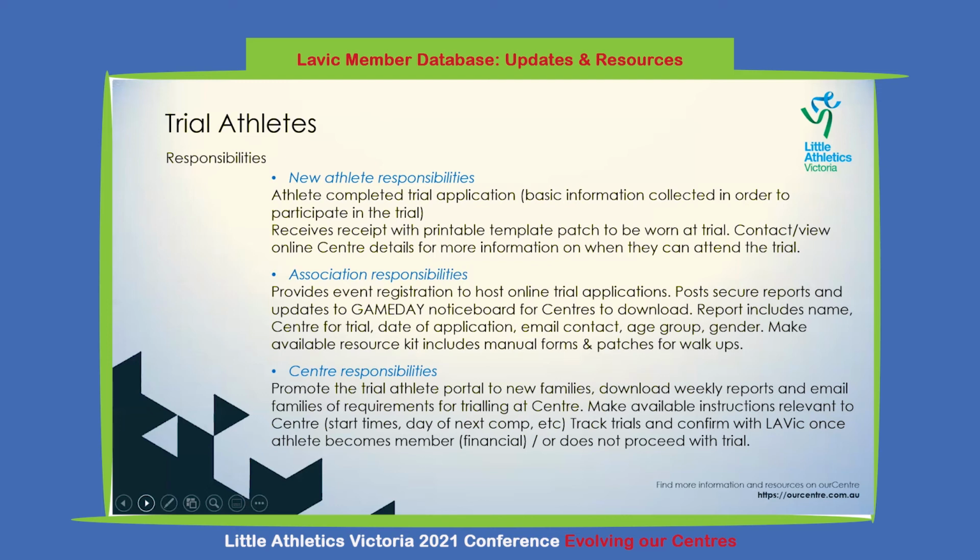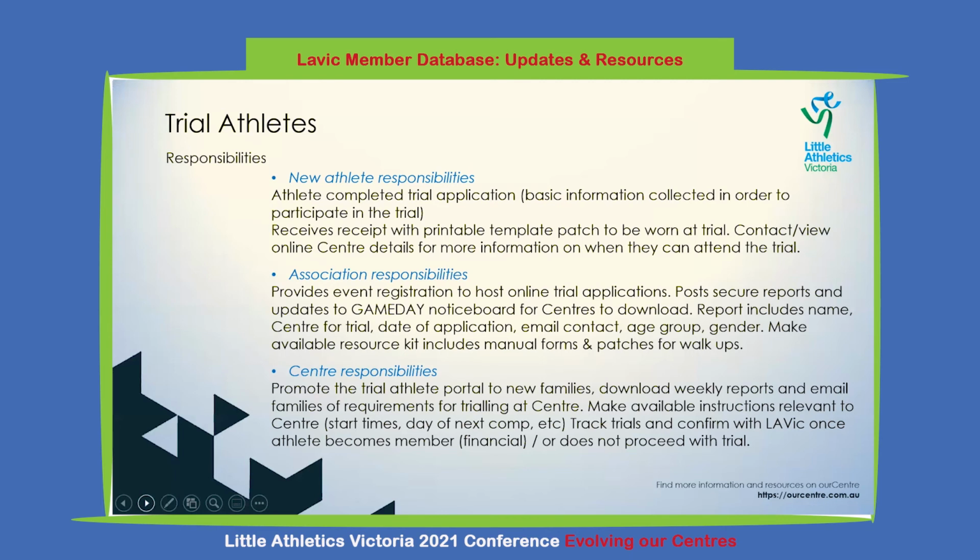The responsibilities of the association are to provide the event registration to host online trial applications, and post secure reports and updates to the game day notice board for centres to download. These reports at this stage include the athlete's name, centre for trial, date of application, email contact, age group, and gender. The association will also make available a secure resource kit, which is available in game day. The kit includes manual forms like patches for those who need them, and a summary of the trial athlete reminder emails based on the date of application.